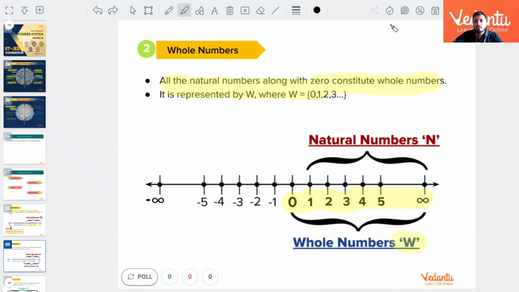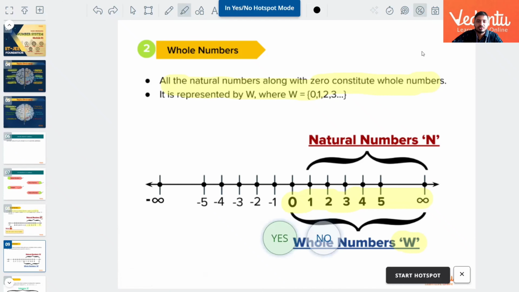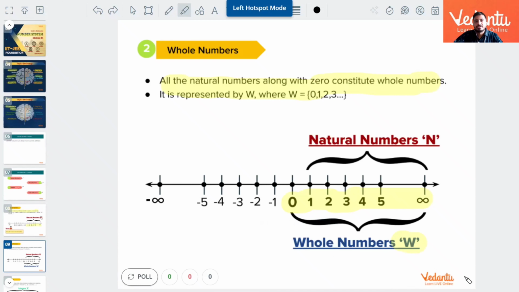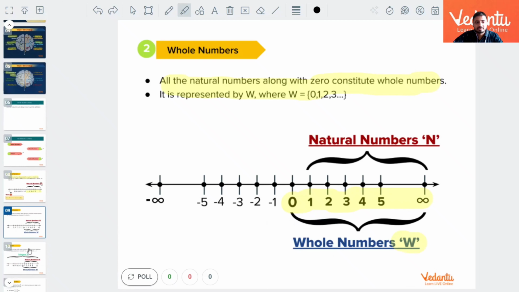Anybody having any doubt in this? Just tell me yes or no. I'm starting the hotspot. Tell me yes or no. Anybody having any doubt? It is clear to each and everyone. I'm ending the hotspot in 5, 4, 3, 2, 1. Okay. Now moving on to the next one.